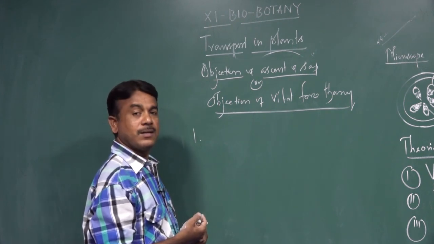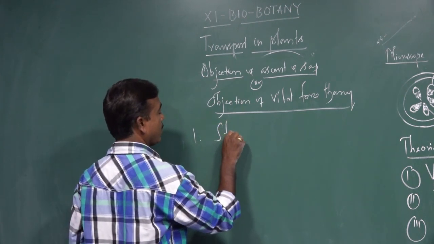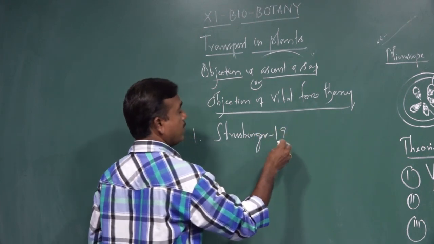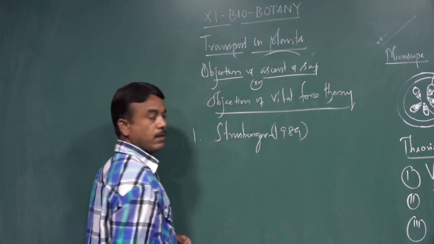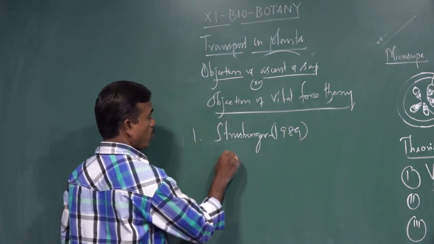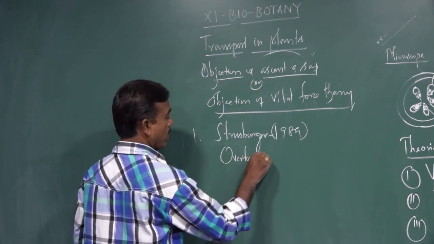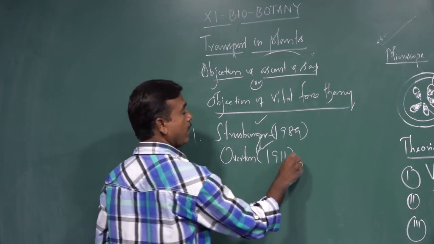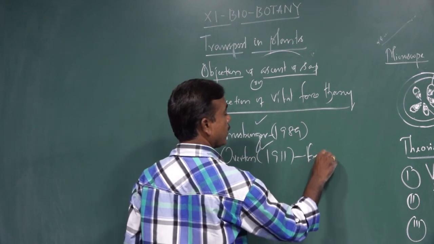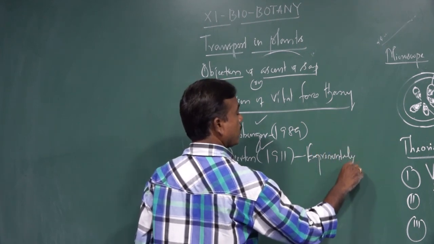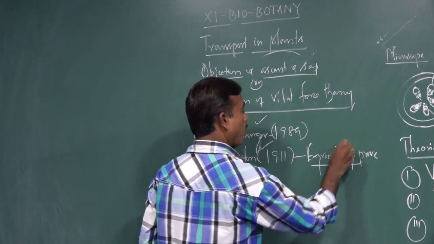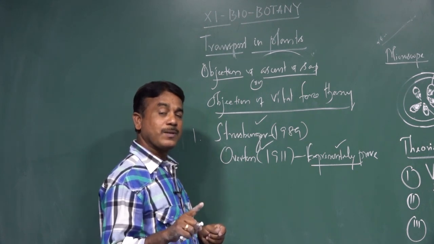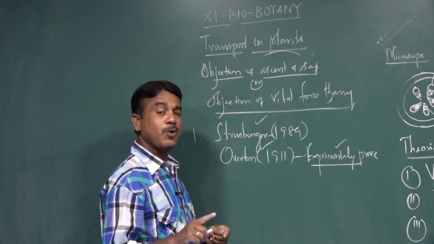The great scientist Strasburger, in 1893, and one more scientist, Overton, in 1911, experimentally proved that it is not only living xylem cells that carry out the ascent of sap. Sometimes dead cells can also carry out the ascent of sap.